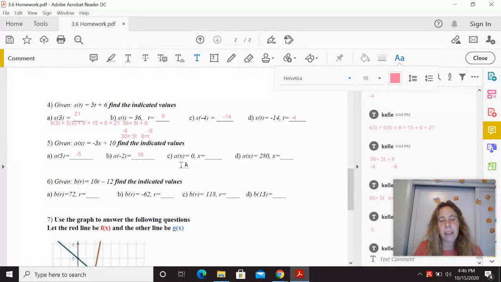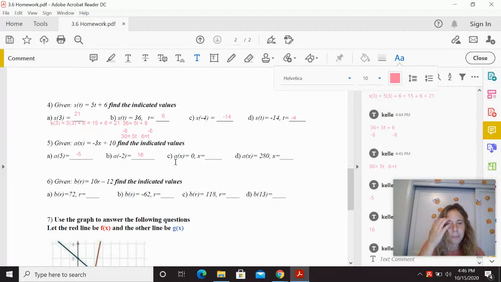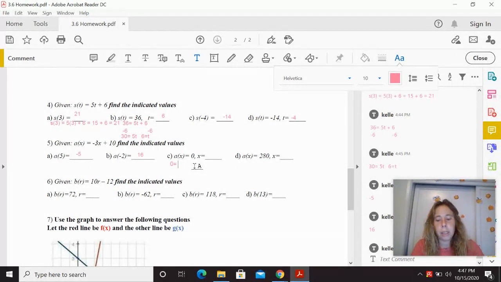Alright, this one, a of x equals 0. Oh, this one I'll do. Because I thought this one was, yeah, I'll do this one. So you're going to substitute 0 in for a of x. Do not substitute it in for x. You have to substitute it in for a of x. A of x equals 0. So 0 equals, rewrite your equation, negative 3x plus 10. And then you're going to solve it for x.